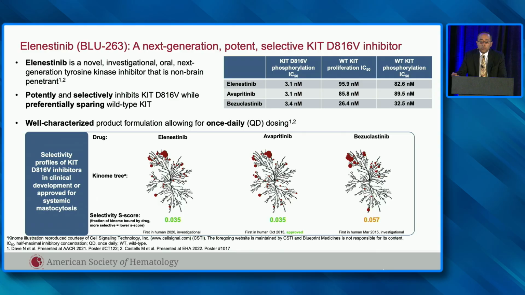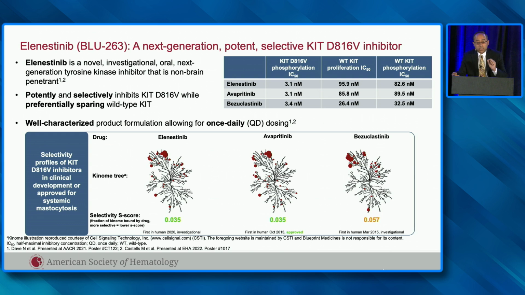Now, finally, I'll finish with elenestinib. This is also from Blueprint, the makers of avapritinib. And so, again, like bezuclastinib, this one does not penetrate the blood-brain barrier and also is considered to be more selective for the target, for the D816V.